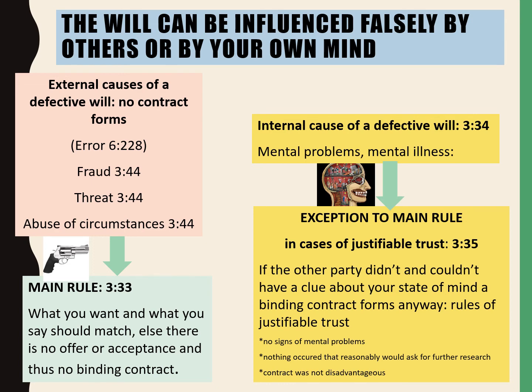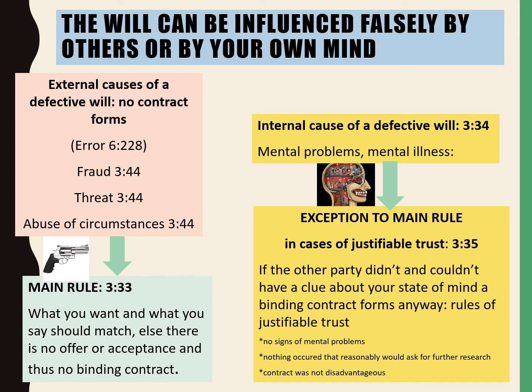The person didn't behave strangely. We want to appeal on 335 and justifiably trusted in what the other person said or displayed. And if so, if you have reason to justifiably trust in that person, if there was nothing you should have noticed about the state of mind of the other person, you have a binding contract. So this is an exception to that main rule 333.